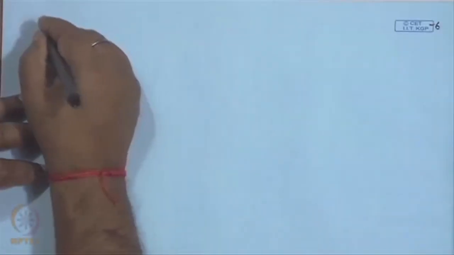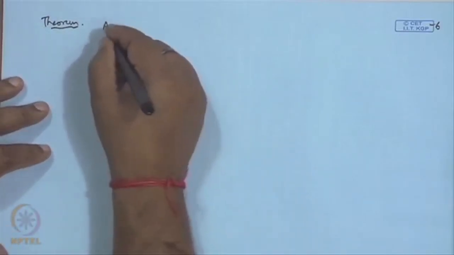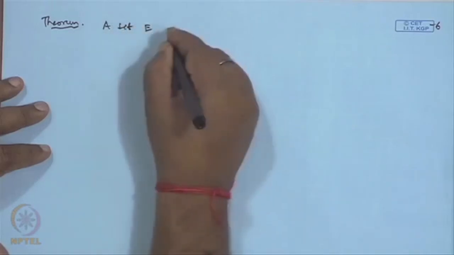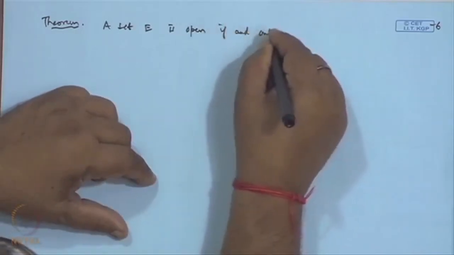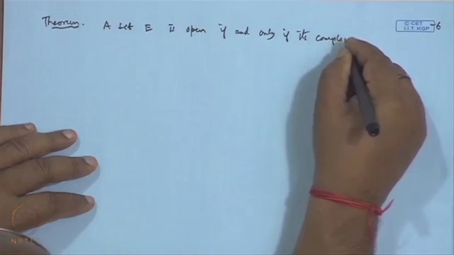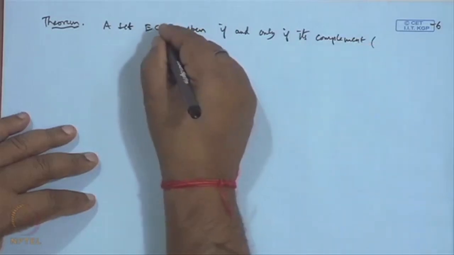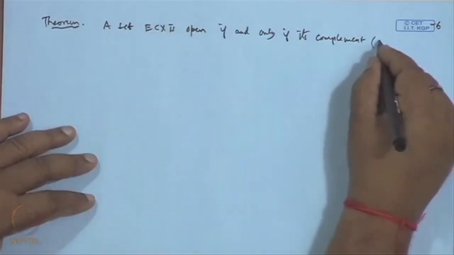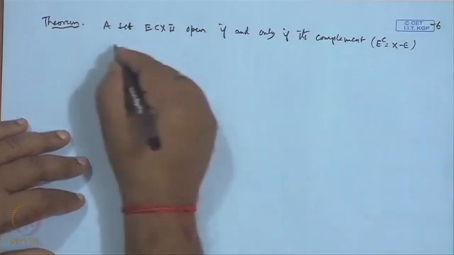Now, the results are further. So, we have another result, a theorem. The theorem is, a set E is open if and only if its complement is closed. Complement means, if E is a subset of X, X, D being a metric space, then the complement of this, denoted by E C, is X minus E. The complement of this set is closed.